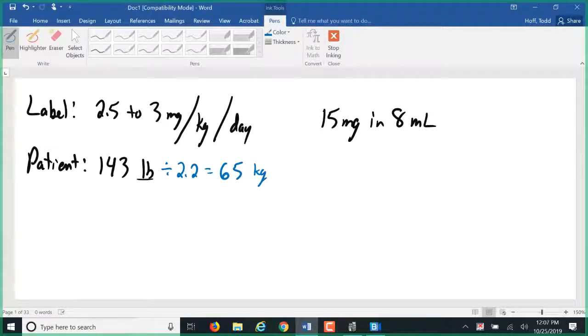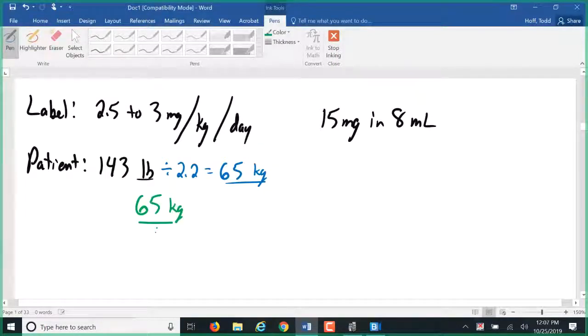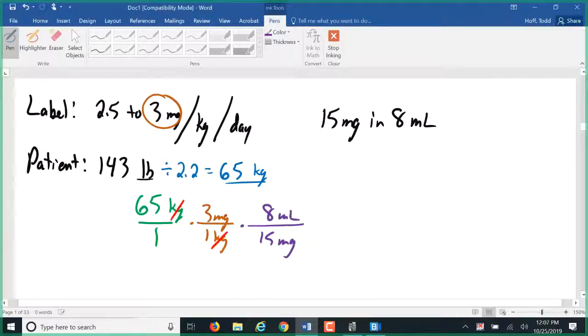We start out with our 143 pounds, divide by 2.2, we get 65 kilograms. Start out with 65 kilograms. I'm going to choose to use the maximum first. That's telling us 1 kilogram is equivalent to 3 milligrams. We'll convert our milligrams, so 15 milligrams on bottom, so it cancels the milligrams, 8 milliliters.